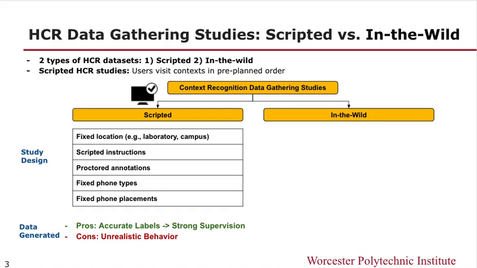Before we talk about our proposed method, we have to briefly discuss the challenges of our problem. For HCR, there are two types of data collection studies, scripted and in the wild. In scripted studies, users visit contexts in a pre-planned order, often collected using fixed types of phones and phone placements. While this type of data produces accurate labels, it doesn't capture realistic behavior and thus may not generalize well to real-world applications.